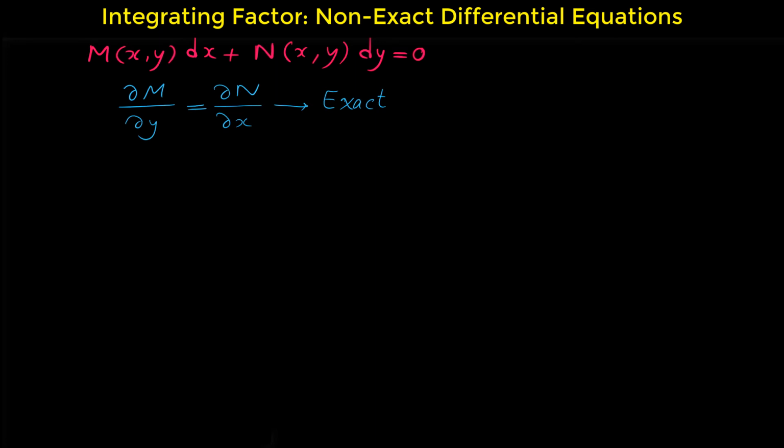Two special cases of integrating factor are more important, and in this video we want to talk about those two types. The first type is when the integrating factor is a function of x. But how can we find the integrating factor that is a function of x? First, for finding the integrating factor, you have to find the partial derivative of M with respect to y minus the partial derivative of N with respect to x.